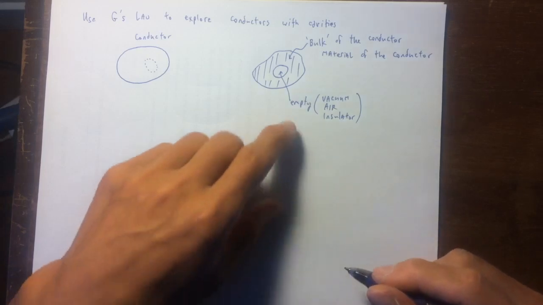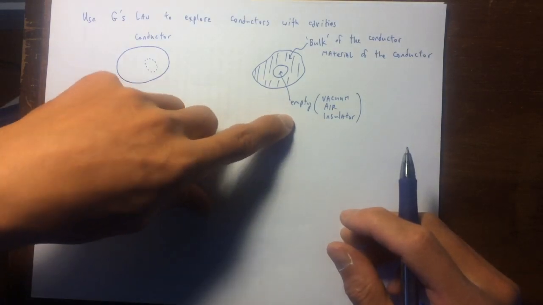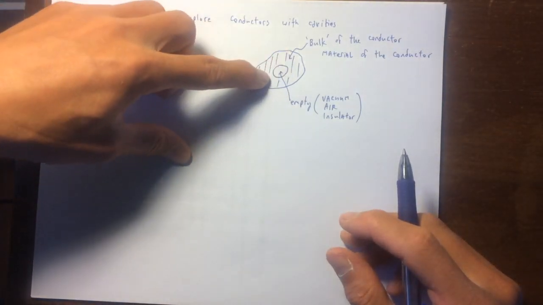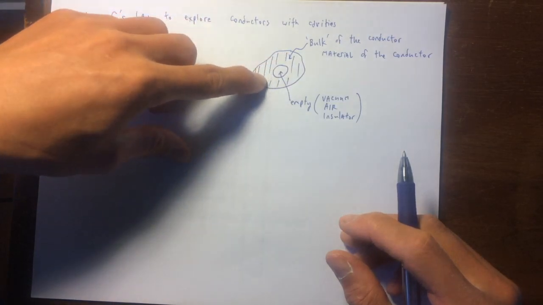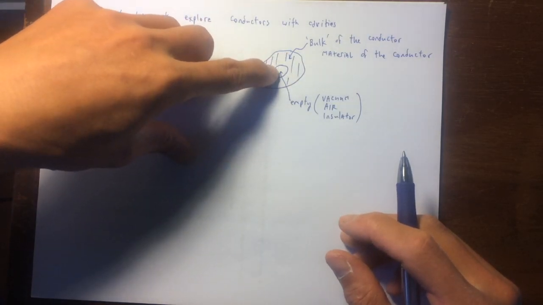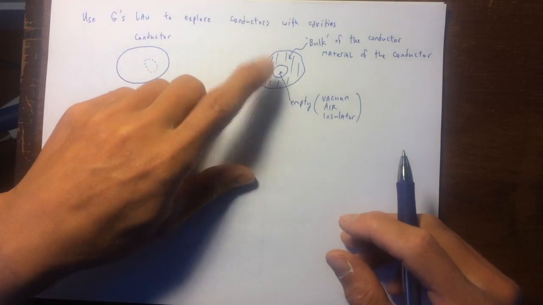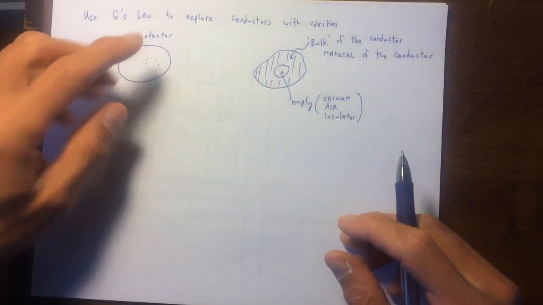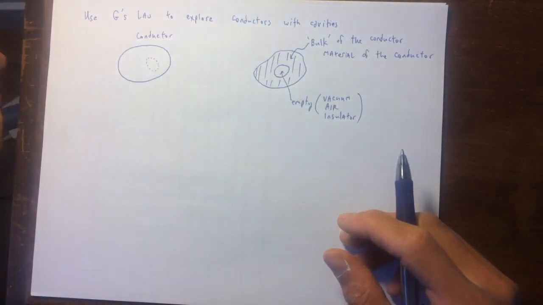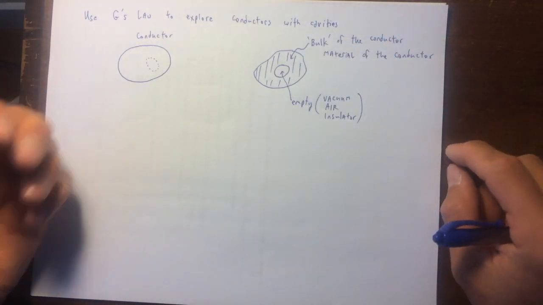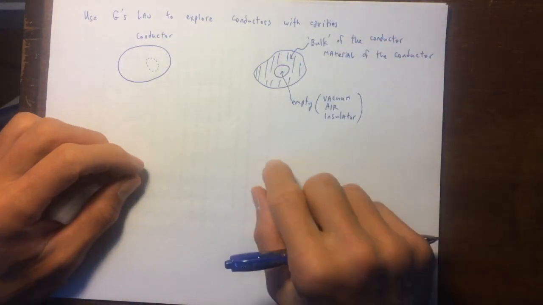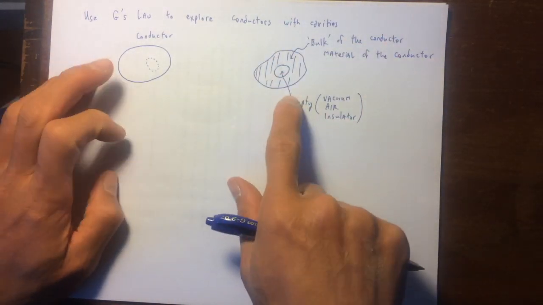Okay, so this is the material. This is all metal, and then that's a little hole or an empty cavity. And this is what this thing looks like if you saw through it and remove half of it, and so we can see the hole. Okay, so let's think about this conductor.